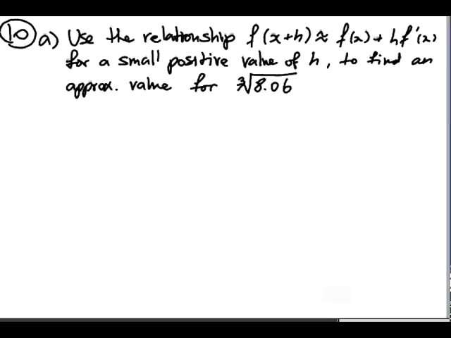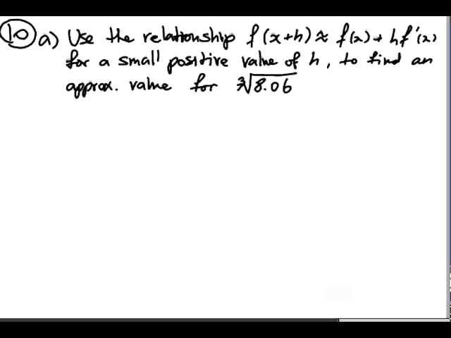So our last question. It says use the relationship f of x plus h is roughly equal to f of x plus h times f dashed of x, for a small positive value of h, to find an approximate value for the cube root of 8.06. I hope you've seen this formula before, and I hope you know that it relates to linear approximation, because if you don't, you're stuffed.